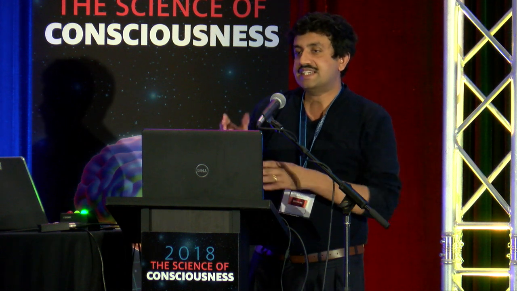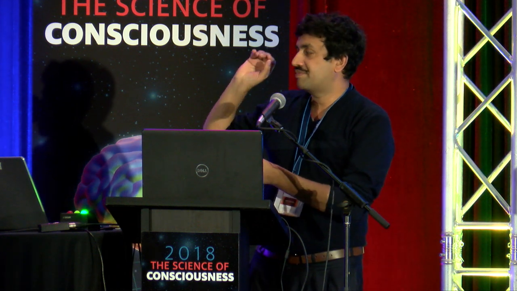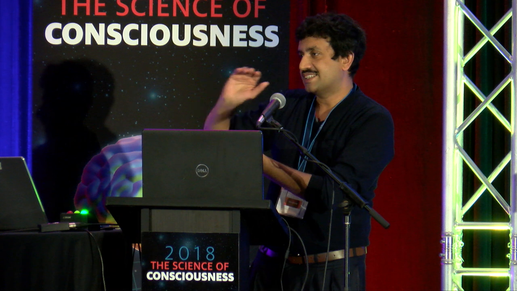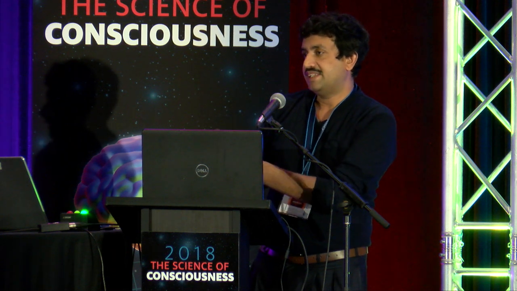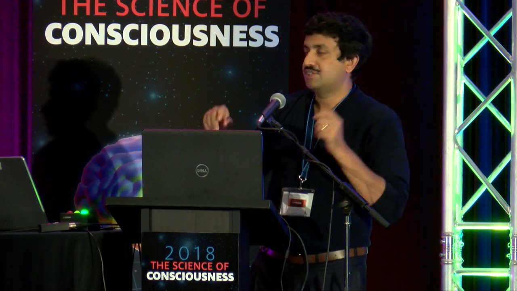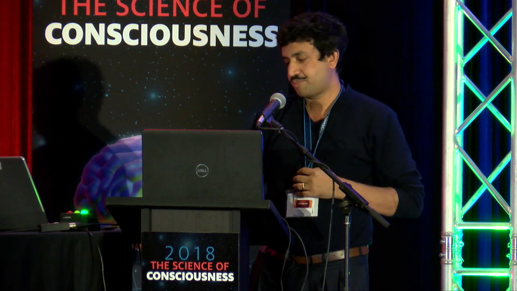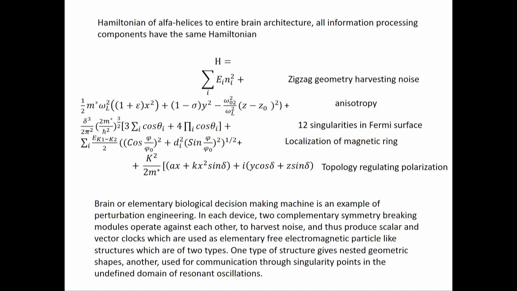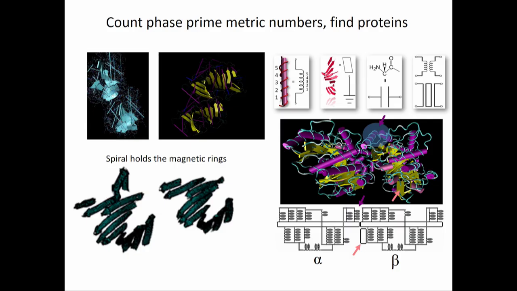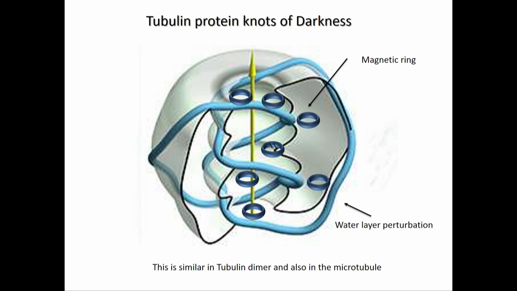Four, create anisotropy so that if an electromagnetic wave or noise passes through, it gets polarized and creates the pattern of silence, or dots of silence. This is the Hamiltonian, I'm not going to explain it. So for tubulin protein, we predicted the knots of silence.